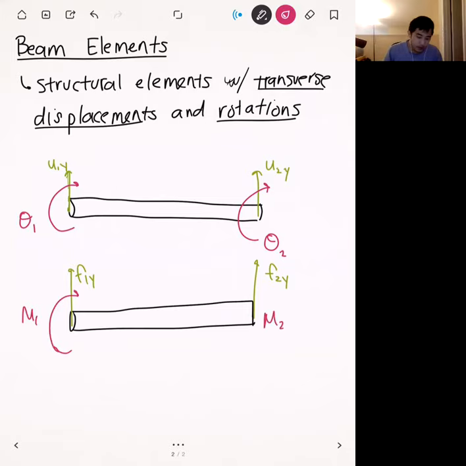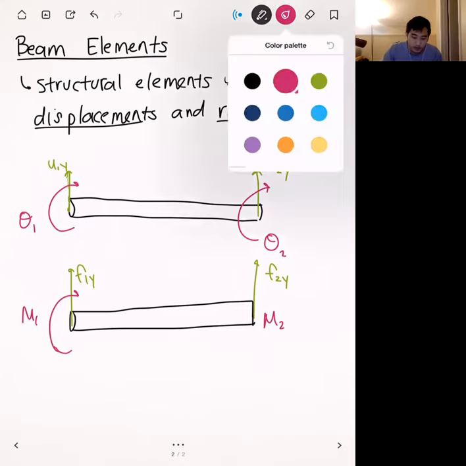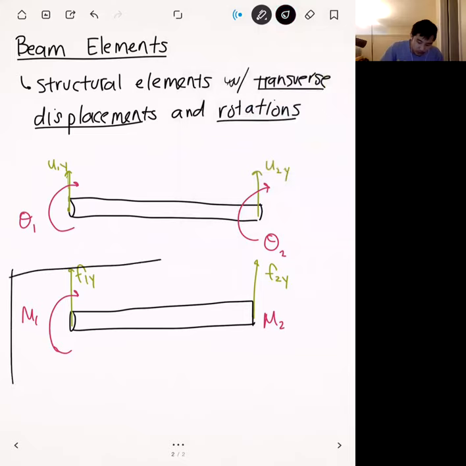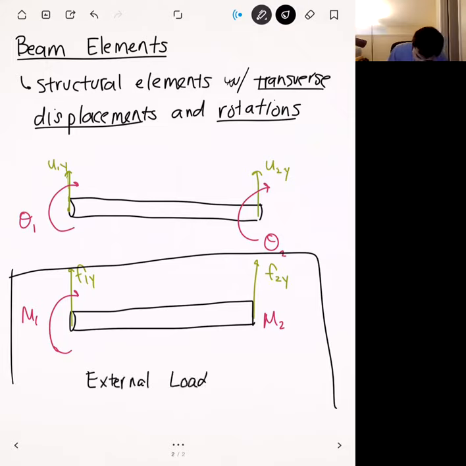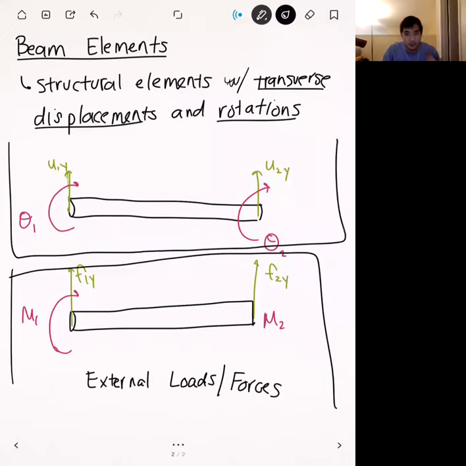Okay. And so remember, whenever we're doing finite element problems, we're always forming a relationship between what are the external effects, what are the external loads, and the resulting displacements. Okay. And so what I've shown here, in this lower part right here, this is all the external loads or external forces. Then up here, what we have are the resulting displacements. So you can almost think of it as the structural response.